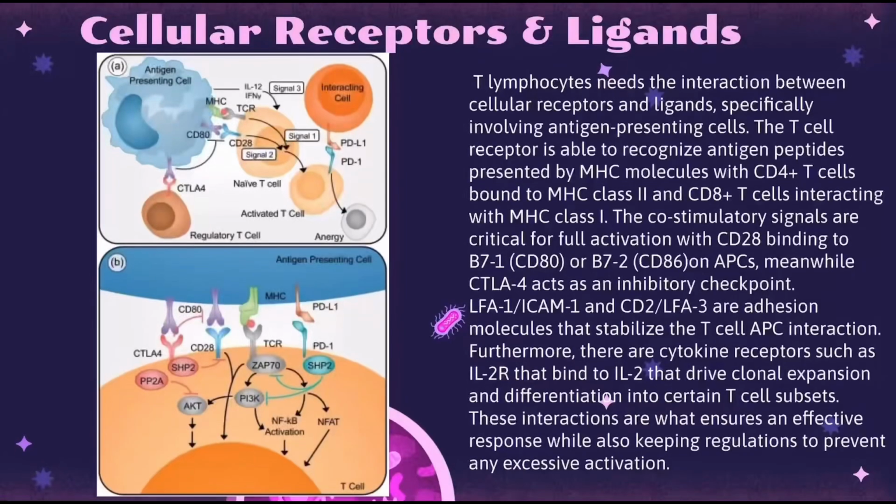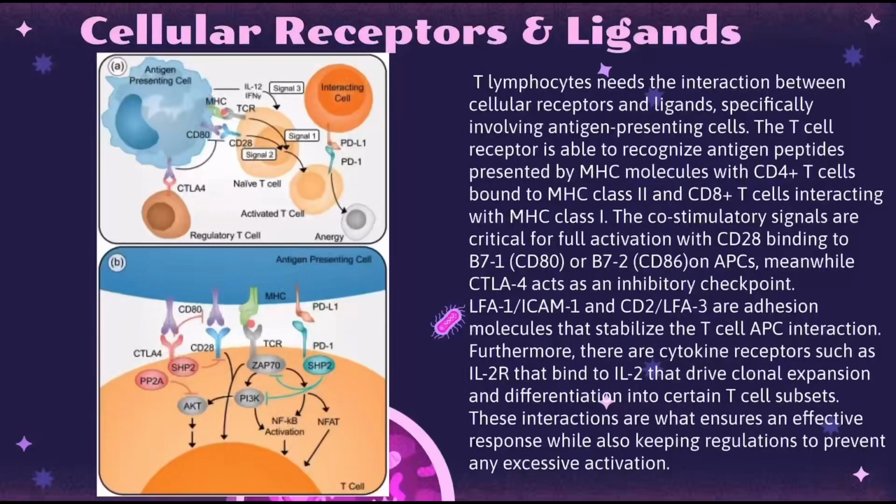T lymphocytes need the interaction between cellular receptors and ligands, specifically involving antigen-presenting cells. The T cell receptor recognizes antigen peptides presented by MHC molecules, with CD4 T cells bound to MHC class 2 and CD8 T cells interacting with MHC class 1. The co-stimulatory signals are critical for full activation, with CD28 binding to B7-1 (CD80) or B7-2 (CD86) on APCs. Meanwhile, CTLA4 acts as an inhibitory checkpoint.